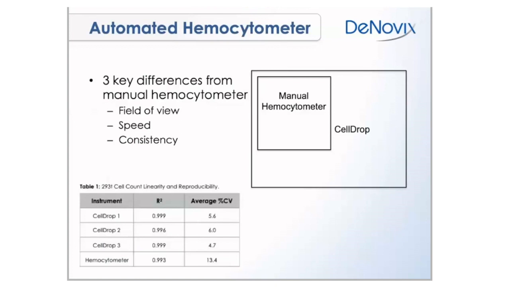And we've done a few studies on this. Other people have done studies on this. There's some literature available out there that just shows you have much better consistency, much lower standard deviations when you're looking at an automated hemocytometer compared to manual counting, especially when you're looking at it person to person.